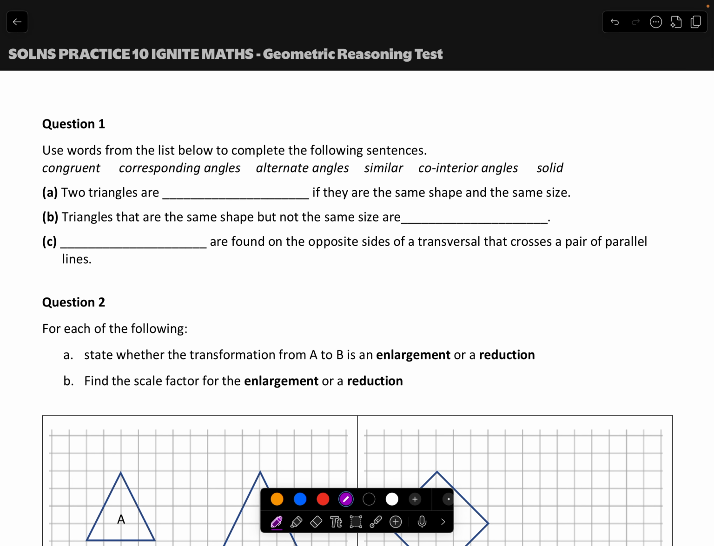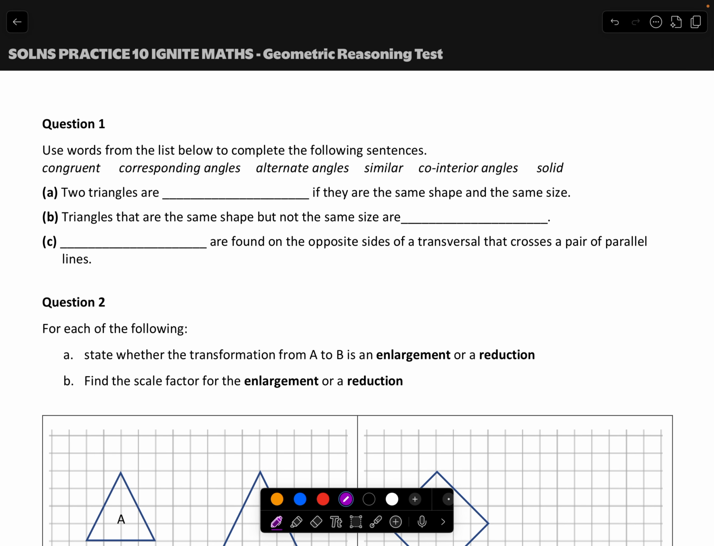Question 8, give reasons why the following pair of triangles are congruent. The hypotenuse in each triangle is 6 mm. Each triangle has another side equal to 4 mm. Each triangle has a right angle. The triangles are congruent using the right angle hypotenuse side test.